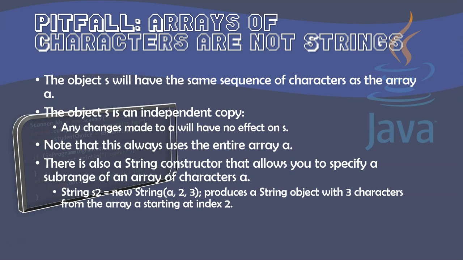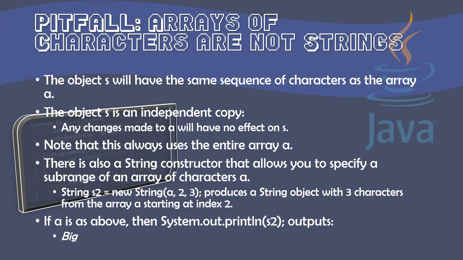Now, there is a String constructor that allows you to specify a subrange of an array of characters. So, for example, if I were to say String s2 equals new String(A, 2, 3), this is going to produce a string object with 3 characters from the array A starting at index 2. And if A is listed as above, then the string output of s2 would be big, because we're saying, look at what array do we want to pass in. We're passing an array. Where do you want to start that array? We're starting at position 2. And how long do you want that to go for?